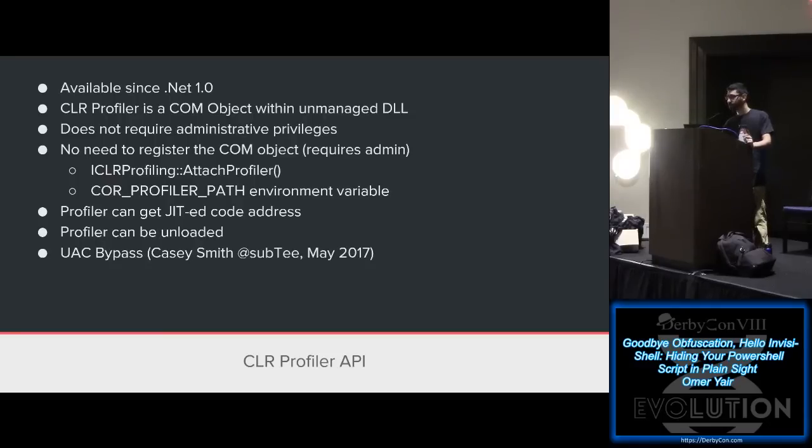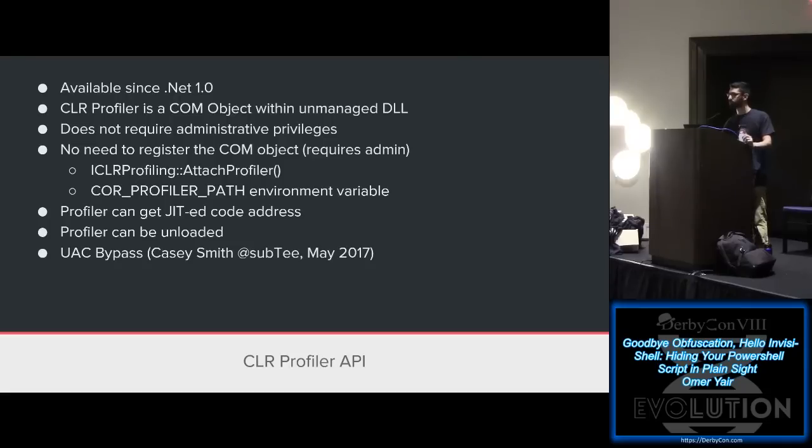So what is the CLR profiler? It's available from .NET 1, so you can use it on any .NET version, even on PowerShell 2.0 if you want. The CLR profiler is a COM object that you need to write, so it's an unmanaged DLL, and it cannot contact any managed code because then the CLR will just lose its mind. You don't have to have administrative privileges to run the CLR profiler, and this is important for attackers. And you also don't have to register it as a COM object.